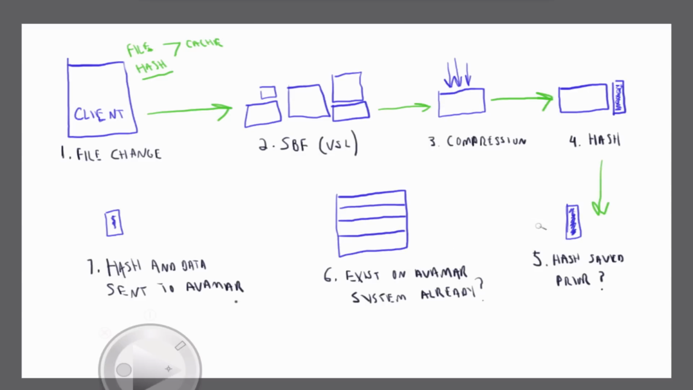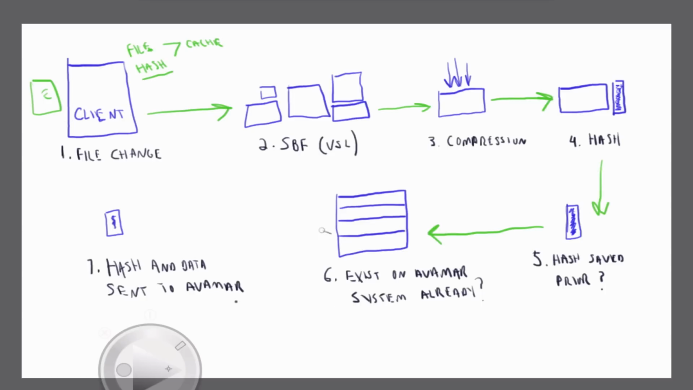If it hasn't, it'll actually send the hash to the Avamar server itself, and say, has anyone else ever sent you this hash of data? Meaning, if there's a different client over here, client 2, and client 2 has sent that subsegment of data, it matches that hash, and the Avamar system says, yeah, I've got that backed up already. You don't need to send it. Move on to the next file.